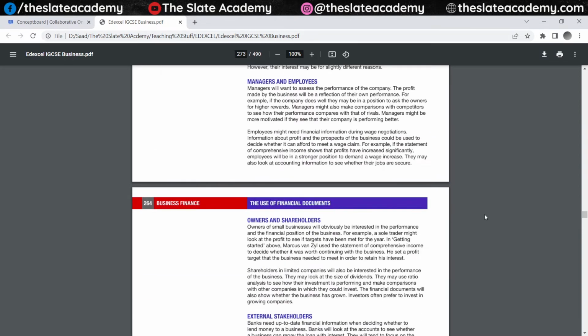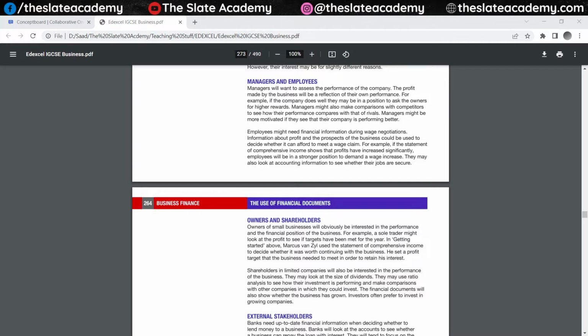What would be another important thing for employees, anything that employees would use, the same for managers as well? What else could they use these financial statements for? Something from the topic of HR, or to be more precise, remuneration. The pay people get from where they work.